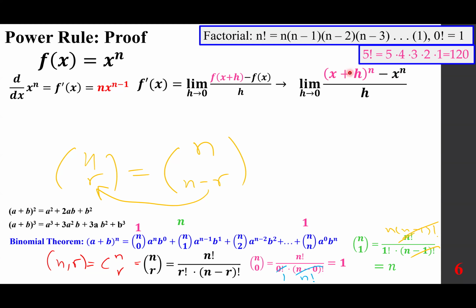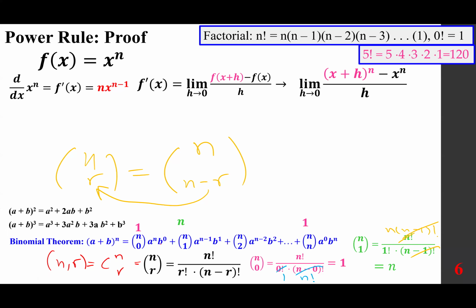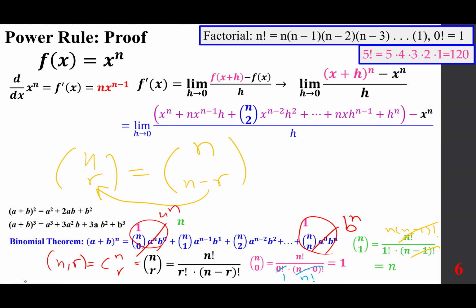What is (x + h) to the power of n? We use this one. And again, n choose 0, a to the power of n, b to the power of 0. Remember, b to the power of 0 is 1. So basically, this is a to the power of n. I want to make sure that we understand that this thing is just a to the power of n, and this one is b to the power of n. So we're going to write that, and I'm going to erase my work.